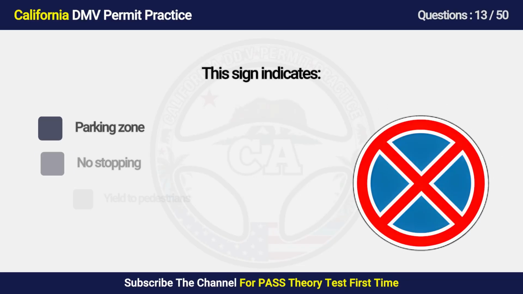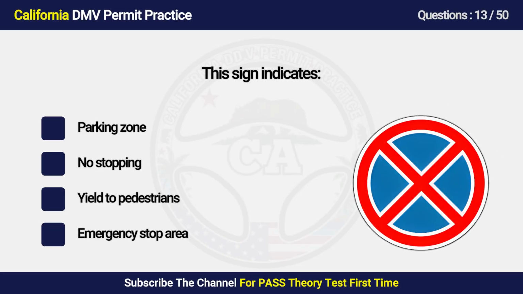Question 13. This sign indicates A. Parking zone. B. No stopping. C. Yield to pedestrians. D. Emergency stop area.